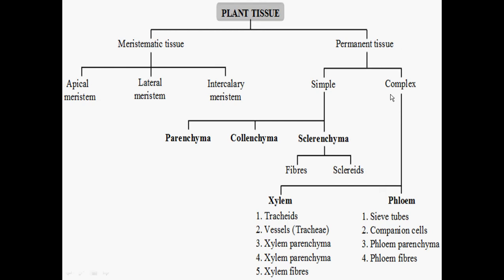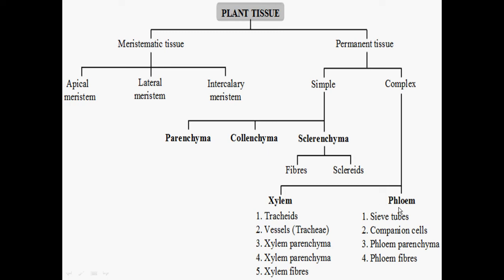Whereas if a tissue contains different types of cells, such tissue is named a complex permanent tissue, and it might be the xylem or phloem. The xylem has different types of cells like tracheids, vessels, xylem parenchyma and xylem fibers. Out of all the four, only the xylem parenchyma is living, the rest are dead.